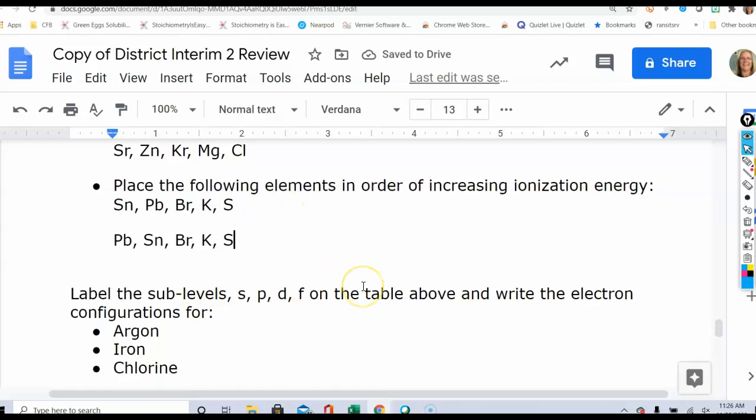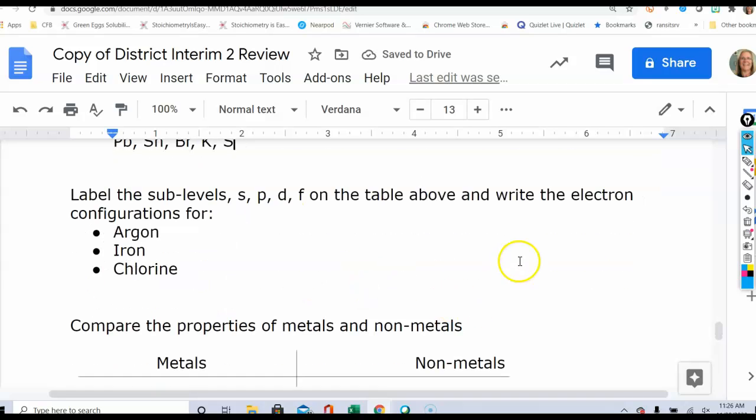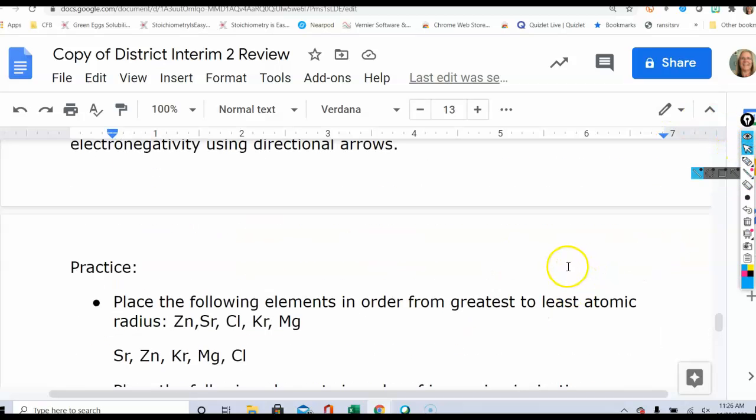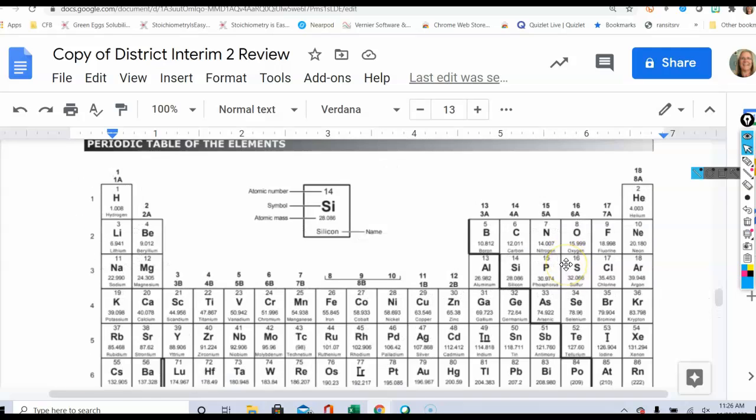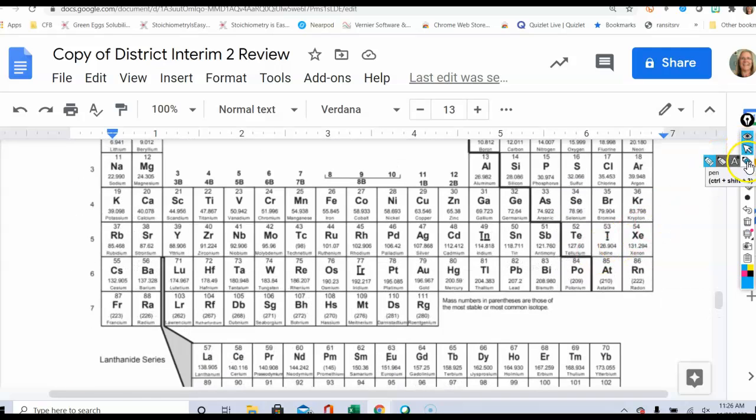All right. Then we also need to pay attention to our sublevels on the periodic table. Let's scroll back up to our periodic table and make sure that everybody knows where our sublevels are and where they fit in terms of everything. Groups 1 and 2 are in the S sublevel. Groups 3 through 12 are in the D sublevel. Groups 13 through 18 are in the P sublevel, and then the F sublevel.